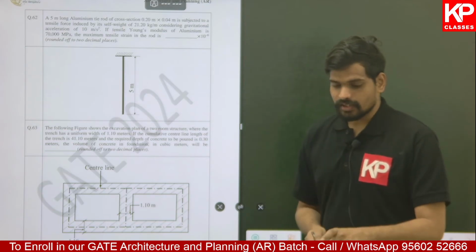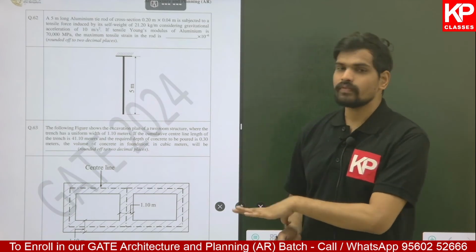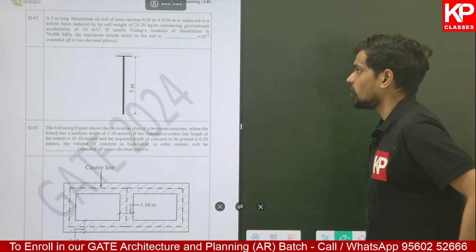So there was a structures based question in the common part as well, as you know. This is also a structures based question which is asked in the architecture part again. So let us try to solve this.